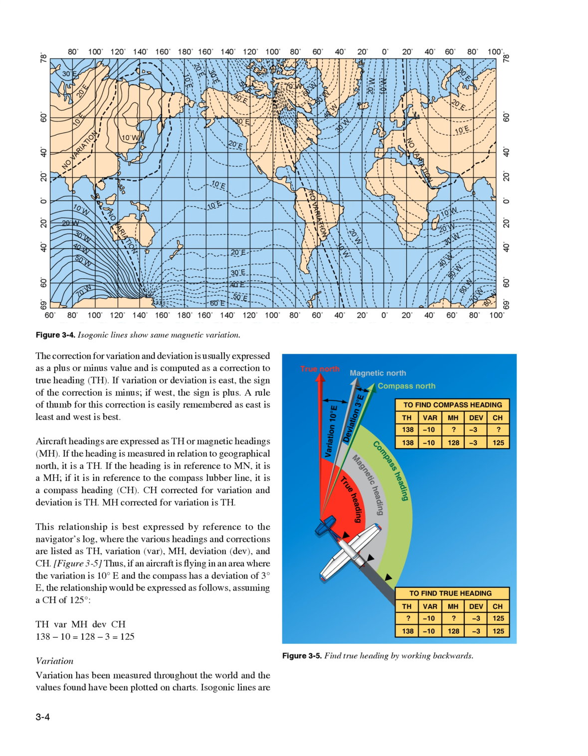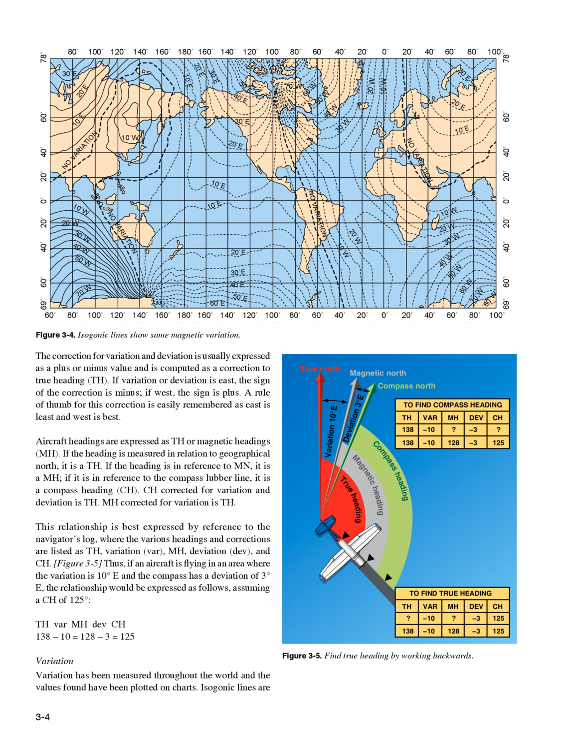This relationship is best expressed by reference to the navigator's log, where the various headings and corrections are listed as Th, variation (var), Mh, deviation (dev) and Ch. Figure 3.5, thus, if an aircraft is flying in an area where the variation is 10 degrees east and the compass has a deviation of 3 degrees east, the relationship would be expressed as follows, assuming a Ch of 125 degrees: Th 138, var +10 equals Mh 128, dev +3 equals Ch 125.